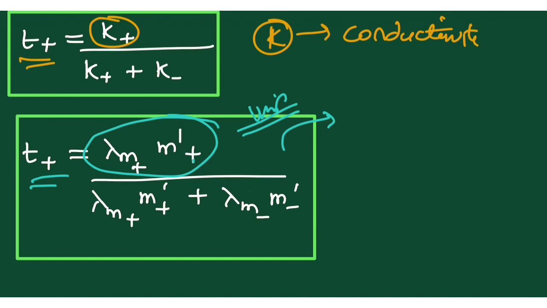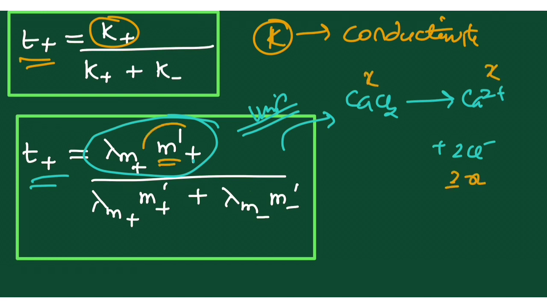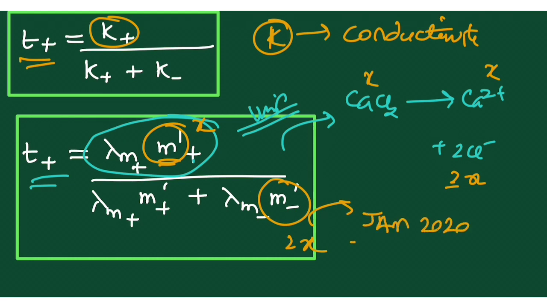But here you have to keep one thing in mind. Say you have CaCl2 again, so remember my advice for conductance questions. When you see the electrolyte, the first step is to write the dissociated form of the electrolyte. It will be Ca2+ plus 2Cl-. If you have X concentration for the cation, it will be 2X for the anion. So put the concentration X here, and 2X here. Please don't forget this. JAM 2020 had this question in their exam.